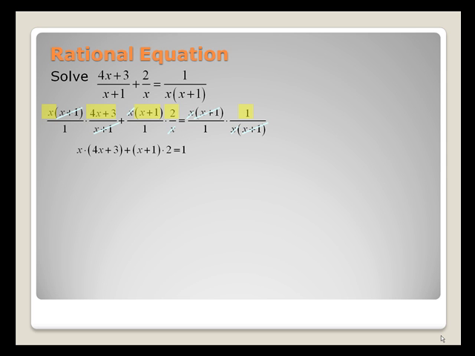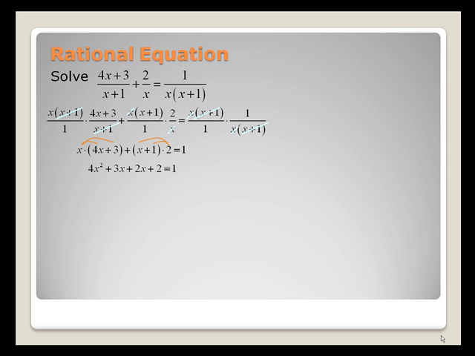Okay, we've gotten rid of all the fractions, and what we have as a result is a quadratic equation. It doesn't look quadratic right now, but let's go ahead and distribute to get rid of these parentheses. We need to distribute the x, and we're going to distribute this too. That gives us 4x² + 3x + 2x + 2 = 1.